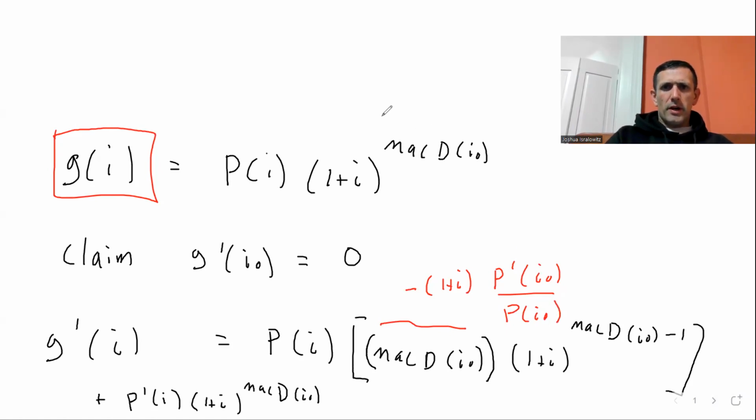All right, so this is great because I cancel one of the. Okay, so let me do one thing right here. So this is a general derivative. So let me plug in I0 into this derivative. So I have P of I0.